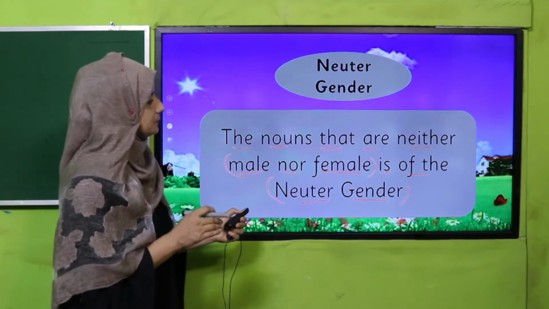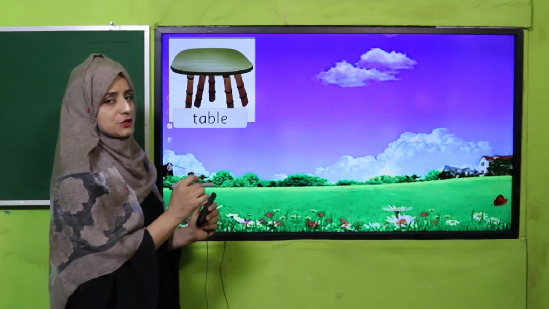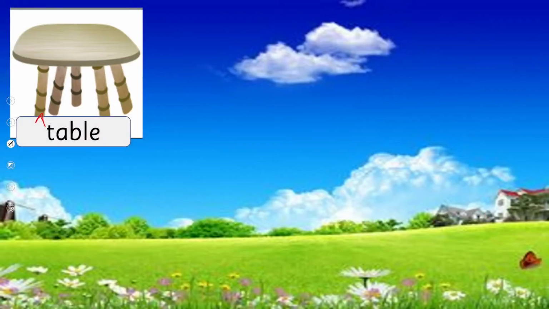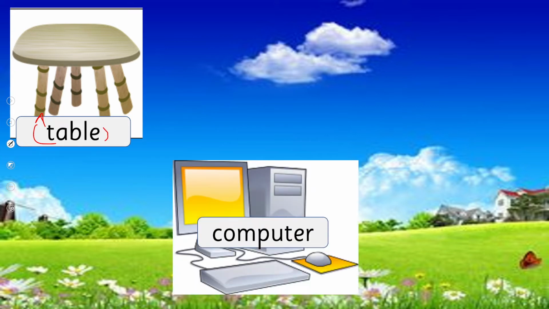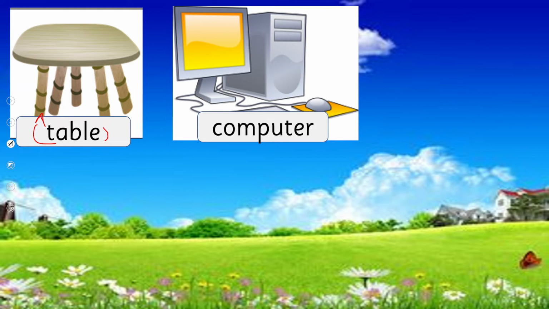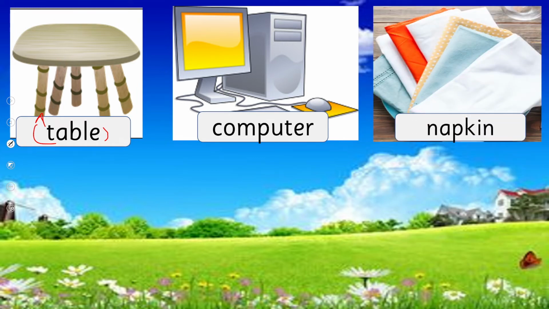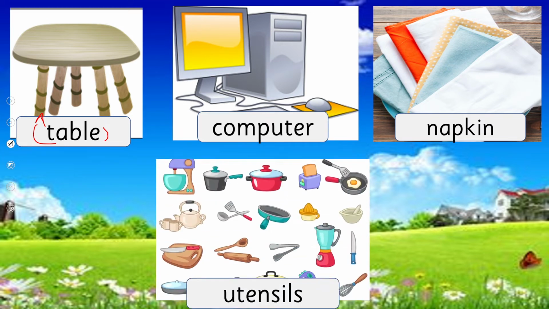Okay, see, examples are there. Table. So can you guess whether table can be masculine or feminine? Does it have gender? No, it does not have gender. It does not have gender. So that is a neuter gender. Okay, and the next one, computer. Computer is also a neuter gender. The next one is napkin, that we use in kitchens while eating things on dining tables. Okay, so that napkin can be used there. So this is also a neuter gender, my dear students.